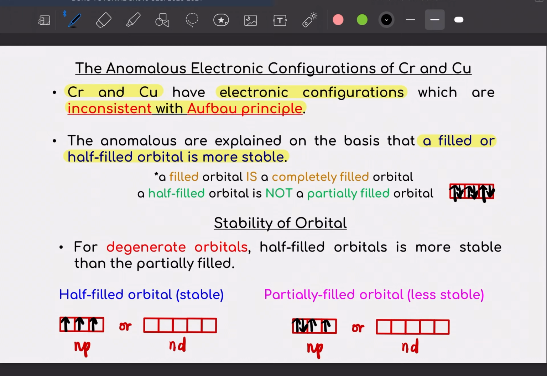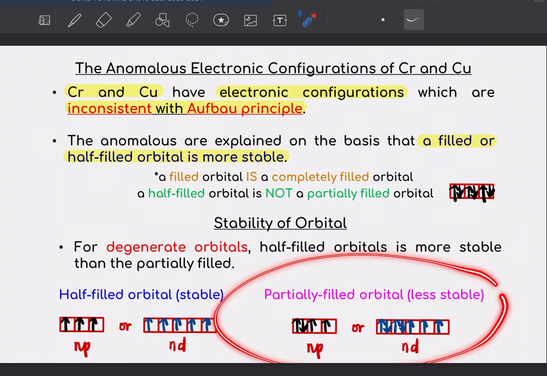For d orbitals pula, let's say I want to use color blue. Half filled looks like this: 1, 2, 3, 4, 5. This is half filled d orbitals, and a partially filled orbital will look like this: 1, 2, 3, 4. Ini partially filled. Asalkan dia tak full, maksudnya dia partially filled lah. Nampak tak gambaran between half filled dengan partially filled? Half filled maksudnya dia tinggal setengah saja yang isi. Semua singly filled. Partially filled dia ada kosong-kosong sikit. So this partially filled is less stable compared to half filled orbitals.